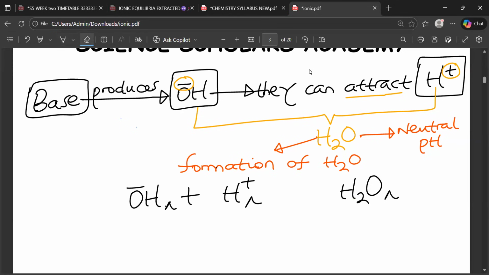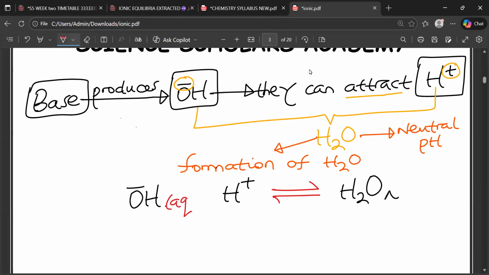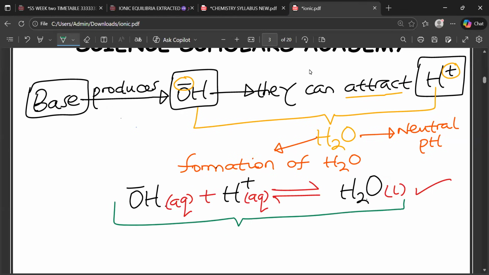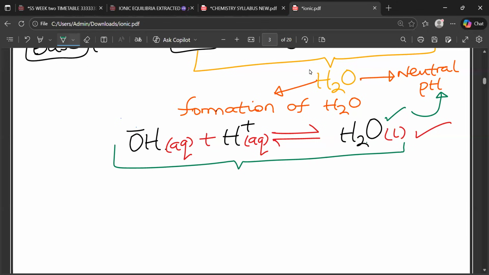But for now we can just have it like that. But for matters of being serious, I can just include it and say, okay, we are in a solution, so aqueous, and the water we are forming is a liquid. So that's what they call a neutralization reaction. This one is called a neutralization reaction because we are forming water, which has a neutral pH. We shall see that with time.